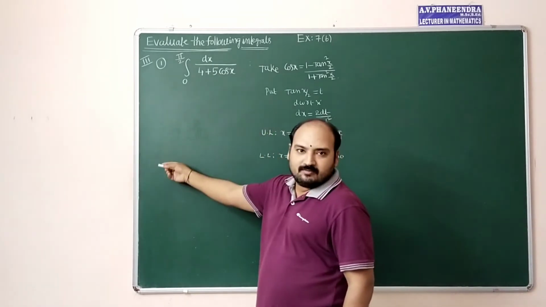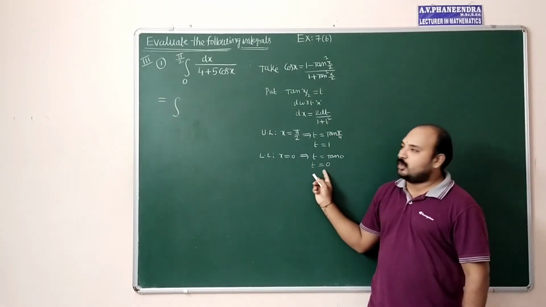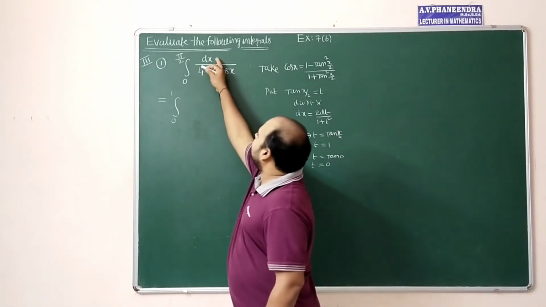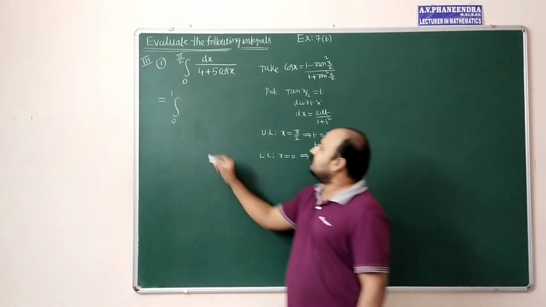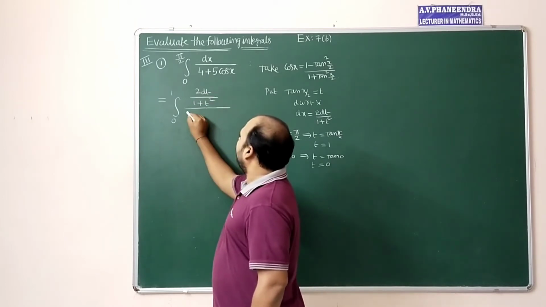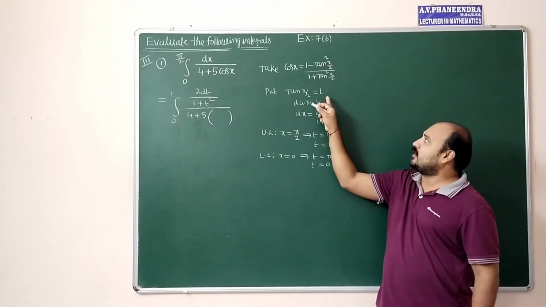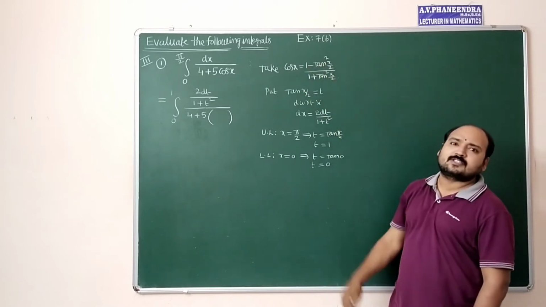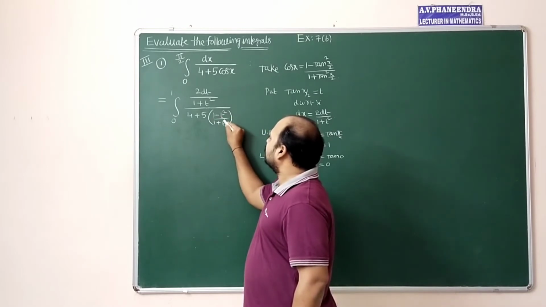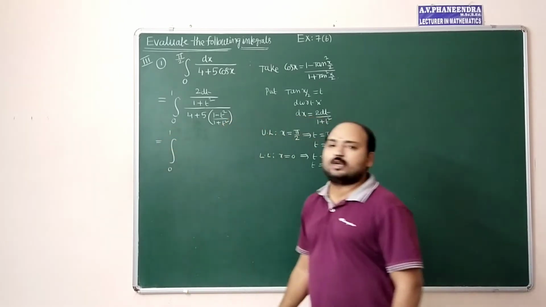Now come to the given integral, which is equal to the integral with lower limit 0, upper limit 1, in place of dx 2 dt by 1 plus t square, divided by 4 plus 5 into, in place of cos x, with tan x by 2 equal to t, 1 minus t square by 1 plus t square. Now take the LCM for the numerator and denominator. The numerator is already there. So integral 0 to 1.